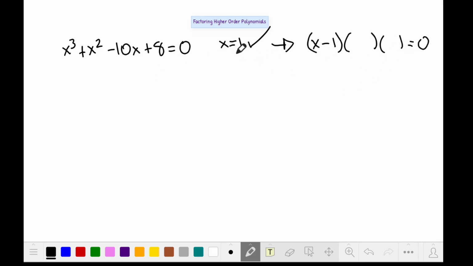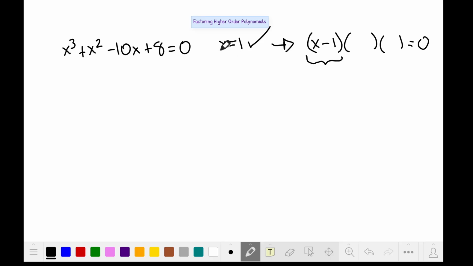and we get 0 when x is equal to 1. So that means that one of these terms is x minus 1, because when x equals 1, you get 1 minus 1, which turns this bracket into a 0, and the moment you have a multiplication by 0, it wipes out everything else, and we get 0 equals 0. We've got ourselves a solution.